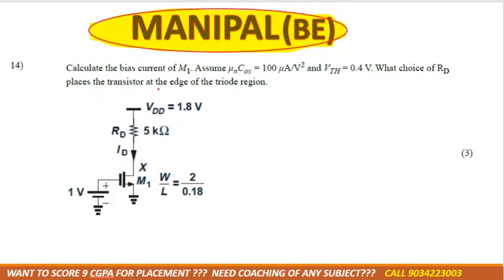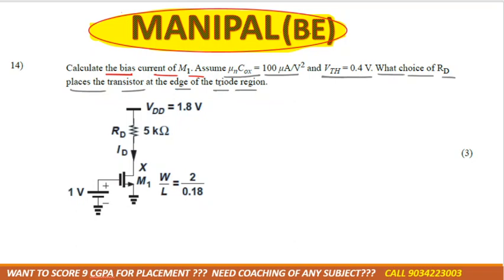This is the question related to the MOSFET. They said calculate the bias current of M1. M1 means they are talking about the MOSFET. Okay. Then they have given mu and COX, and VTH is the threshold voltage. They have given this one. What choices of RD place the transistor at the edge of the triode region?